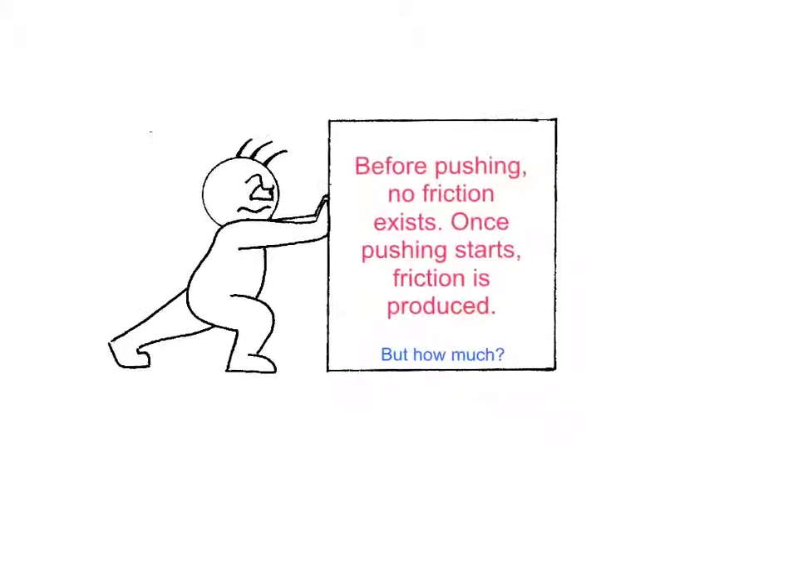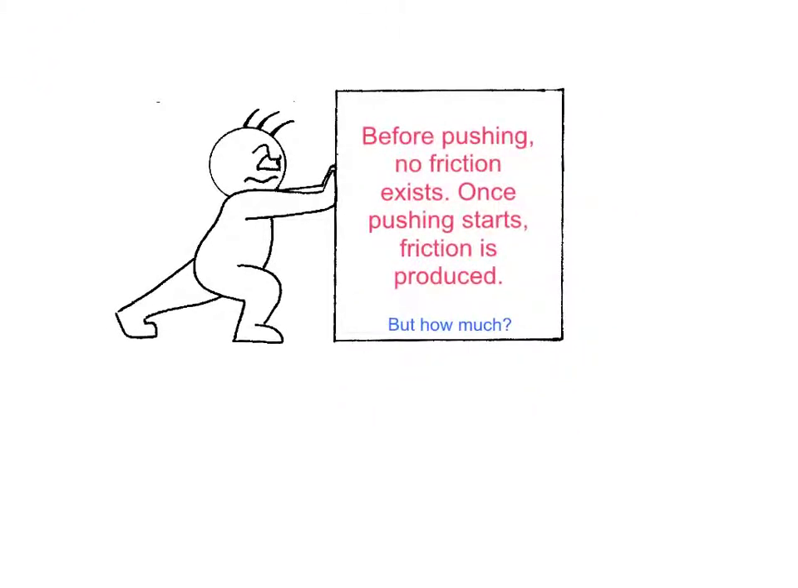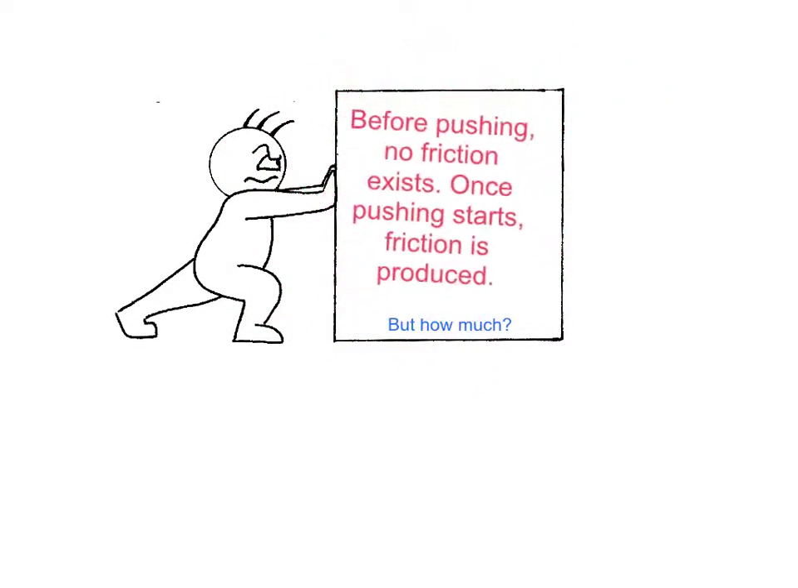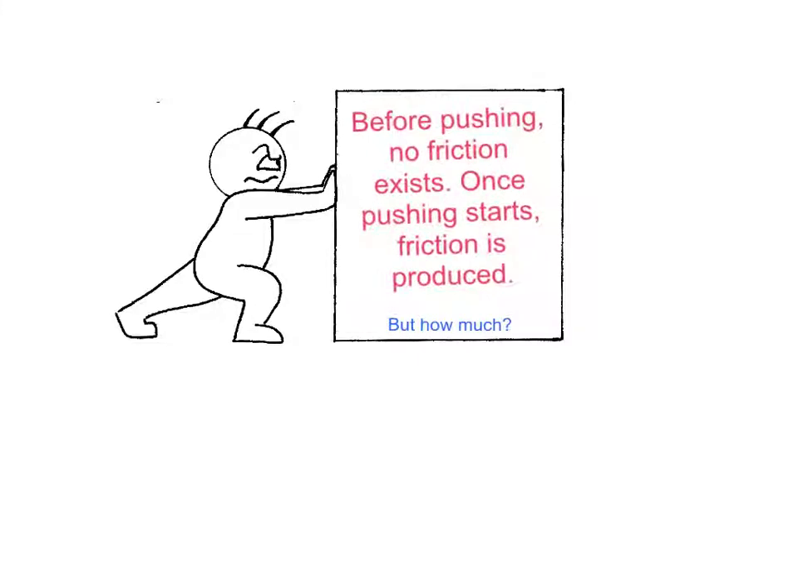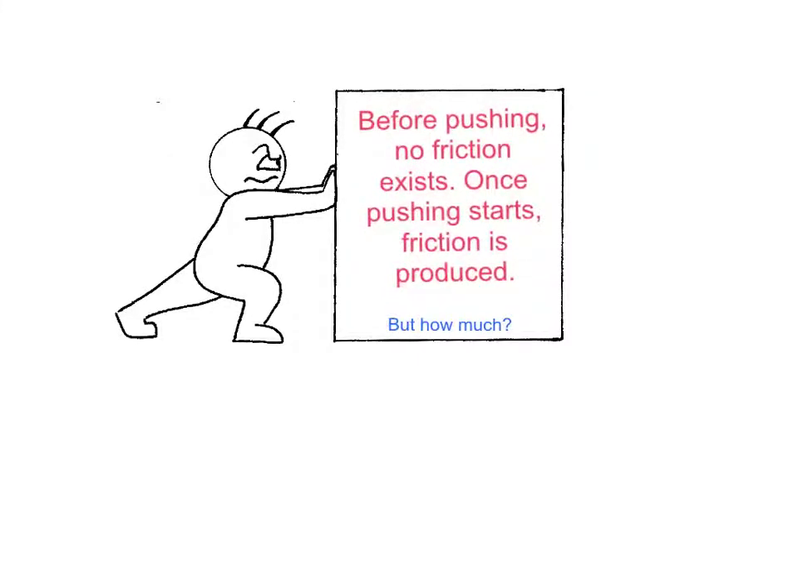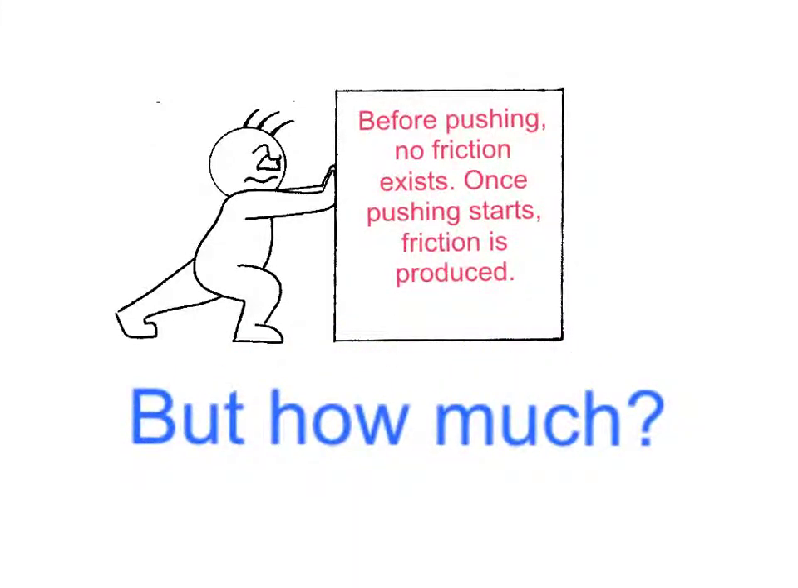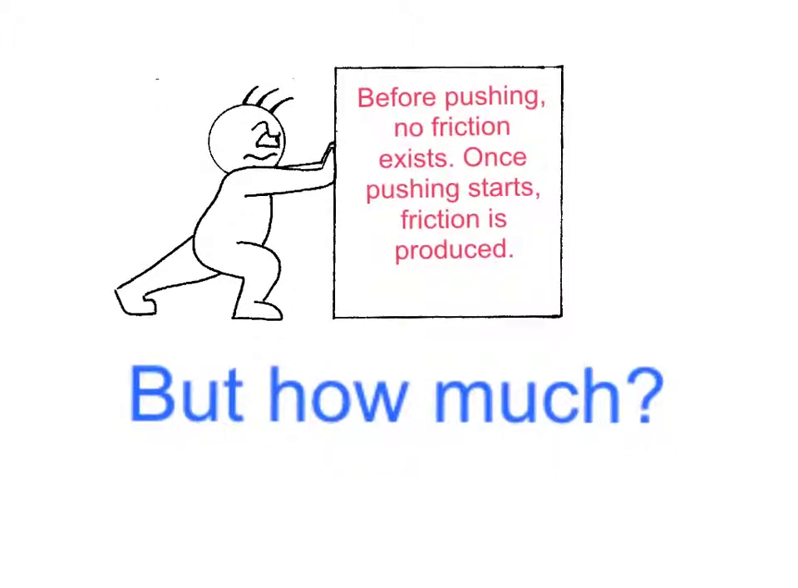Now, no friction exists on an object that just sits at rest somewhere on a level floor, but if you push the crate horizontally, you'll disturb the contact surfaces and friction is produced. So before pushing, no friction exists. Once pushing starts, friction is produced. But the question is, how much friction is produced? Well, as long as the crate's at rest, enough friction is produced in order to keep that object at rest.